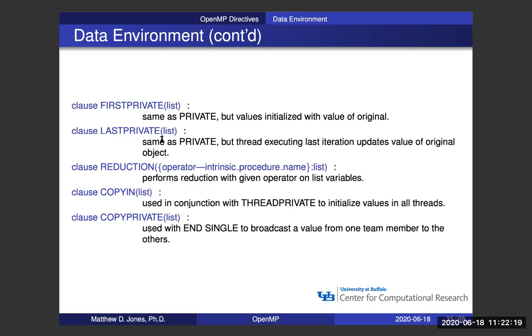As you might expect, there is a reduction clause as well. It works just like the MPI case, right? Perform a reduction with that mathematical operator that you give it. I've got a separate slide that lists them in a second on the list variables. You can also define your own. There's copyin, which gets used with threadprivate to initialize the values in all the threads. Copyprivate is used with single to broadcast a value from one team member to the others.